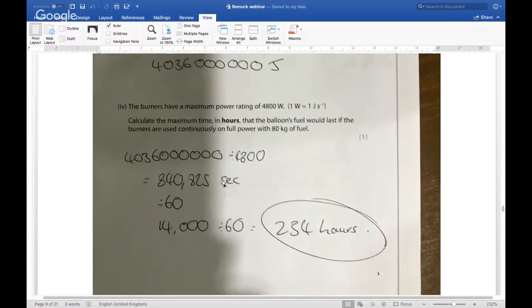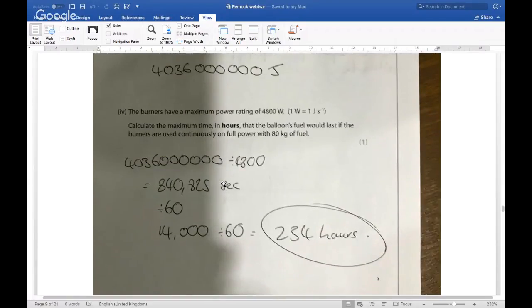Next, it then says burners. By the way, this was my favorite question on the whole paper. I have never seen them do this. Loved it. It said the burner has a maximum power rating of 4,800 watts, and 1 watt is equal to 1 joule per second. So what is the maximum number of hours that a balloon would last for?